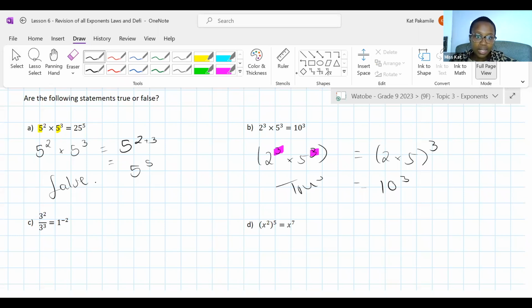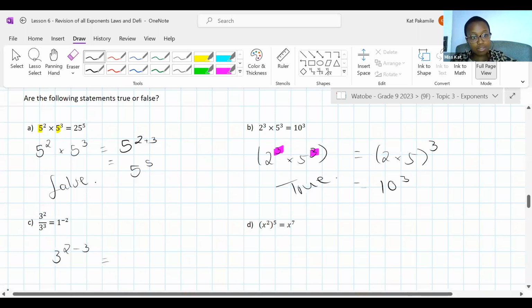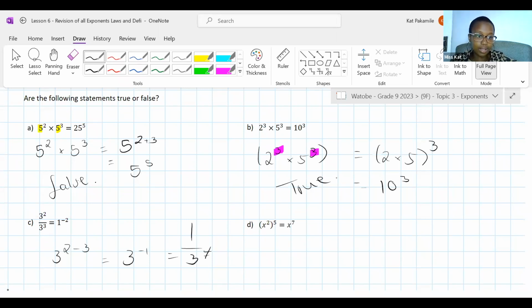Okay, C quickly. No, it's not the same base. Be careful. Remember, we only add exponents if you have the same base. So if you had a 2 and a 2 or a 5 and a 5, then yes. Okay, C is false. Let's see D. 3 squared minus 3 would be 3 to the negative 1, which is 1 over 3, which is not the same as 1 over 1. So this is indeed false.